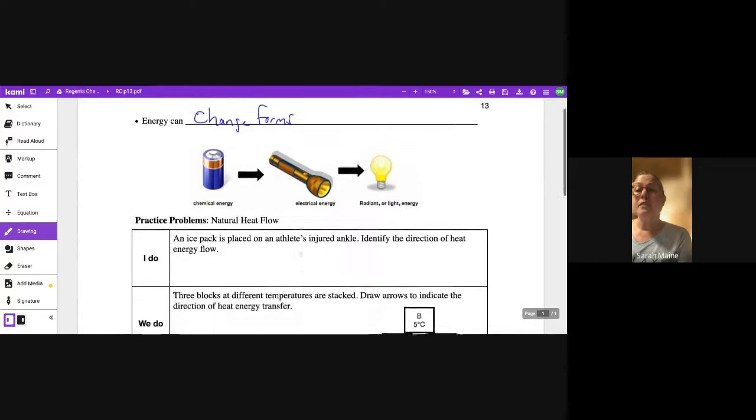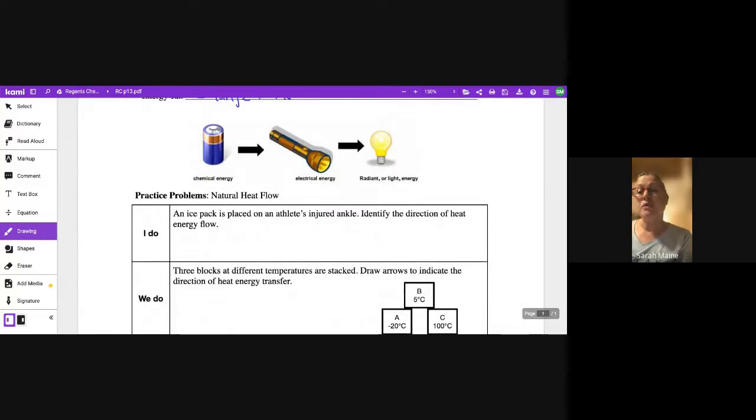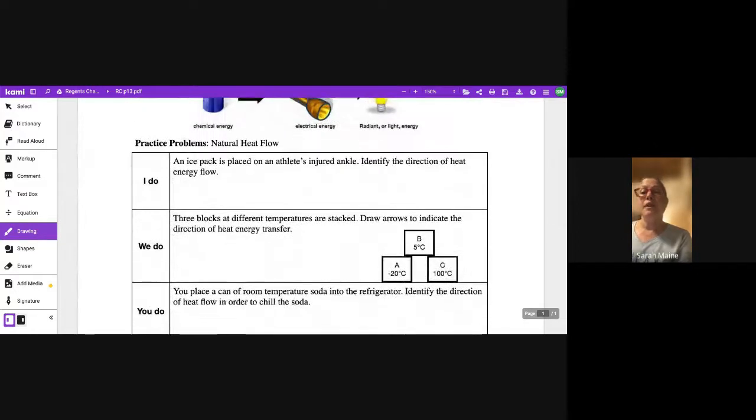Now, looking at some practice problems. So you will see through these notes that there are practice problems that are called I do, we do, you do. And in the videos, I will go through the I do and we do. And if you are absent, I hope that you try the you do on your own, and then you bring it to me so that I can check for your understanding to make sure that you have a good handle on the information. So let's take a look.